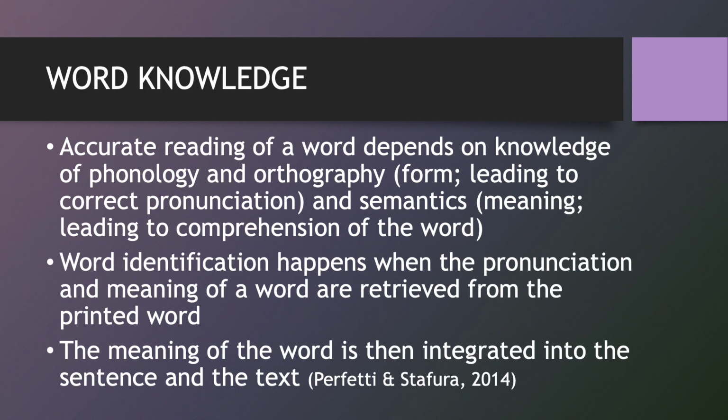Word knowledge is required for each of the word-level literacy skills, which are vocabulary, reading, and spelling. When the semantic, phonological, and orthographic representations are linked in our mental lexicon, we can read the word, understand it, and also spell it. For reading, accurate word identification happens when the pronunciation and meaning of a word are retrieved from the printed word, and then this allows the meaning of the word to be integrated into the sentence and the text that we're reading.